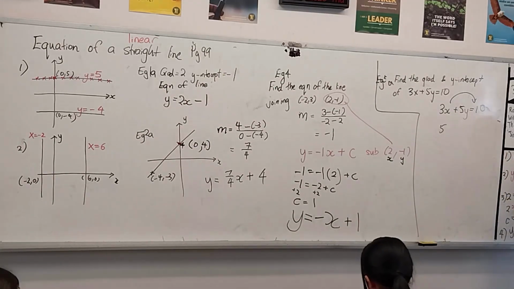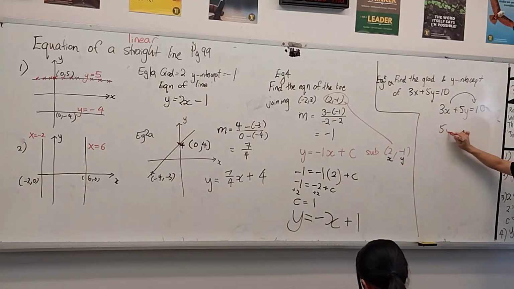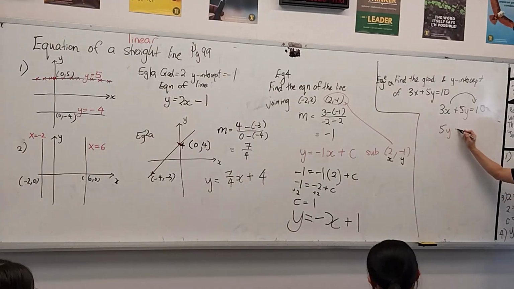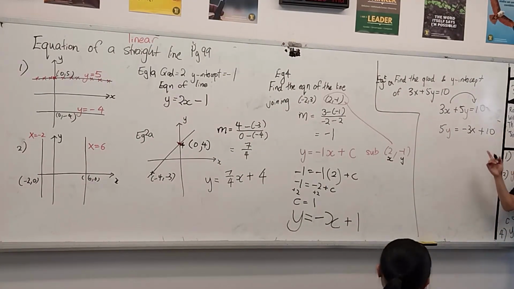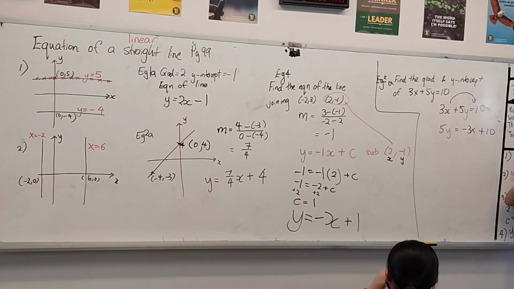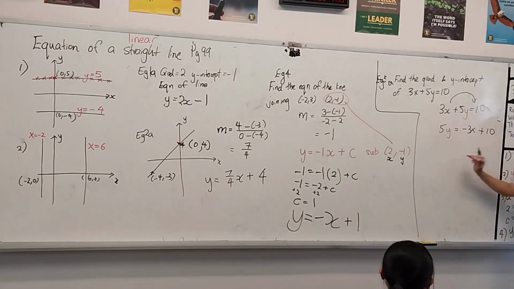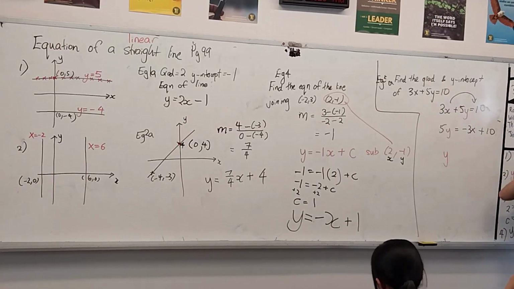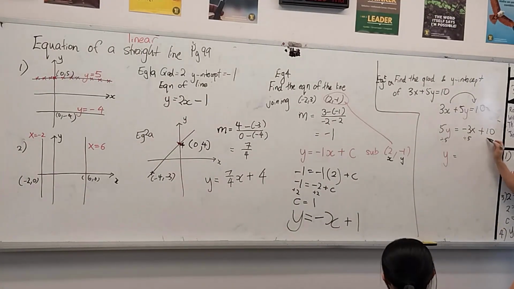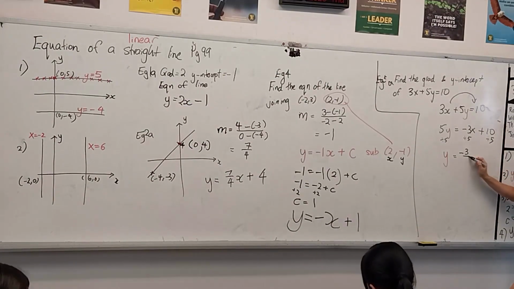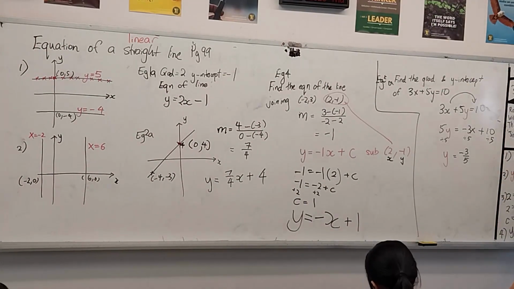So 5y equals negative 3x plus 10. Still not y yet, right? So I bring over the 5. I teach you how to bring over the 5. In order to bring over the 5, you need to divide by 5. Divide everything by 5. So how do I write this? I write it as negative 3 over 5.